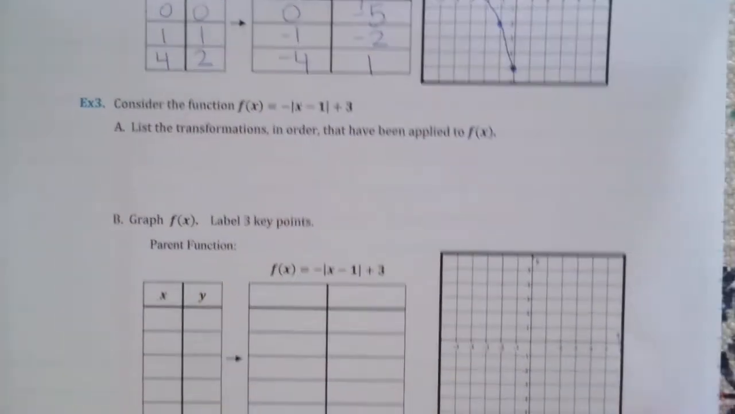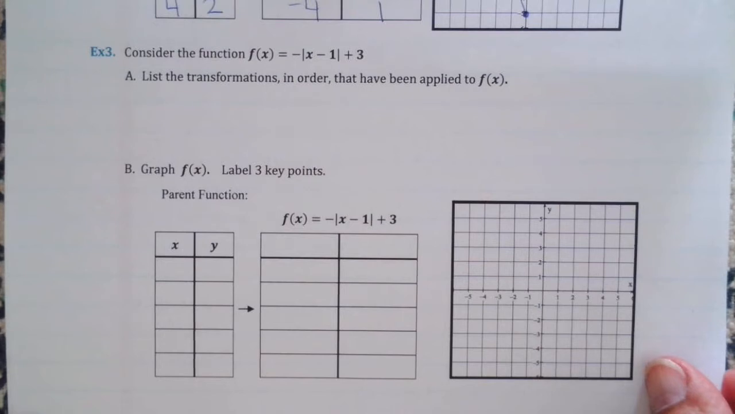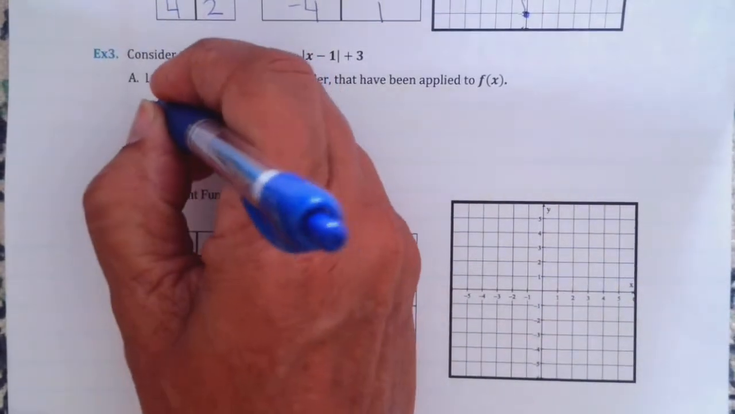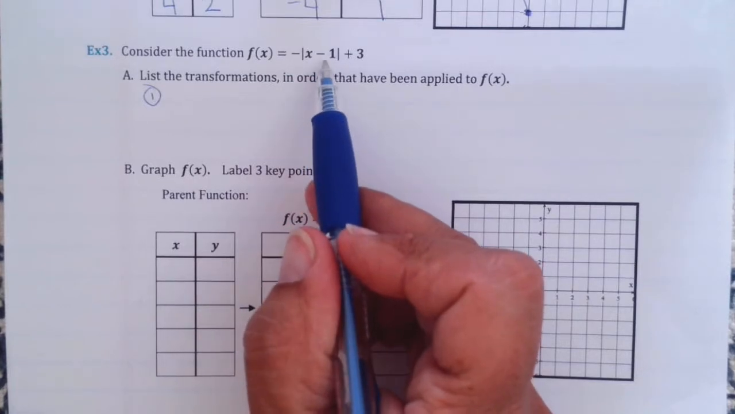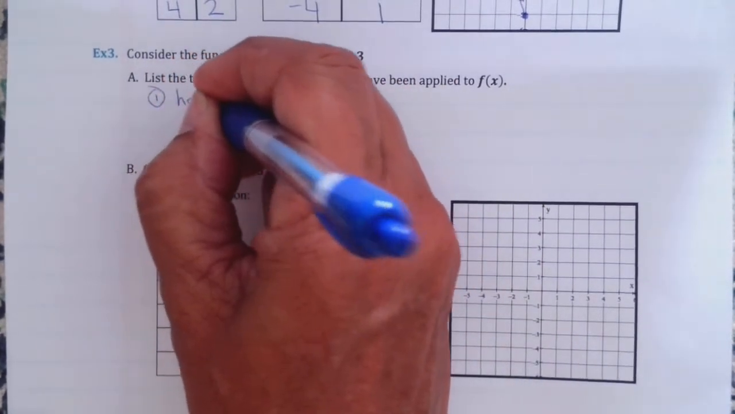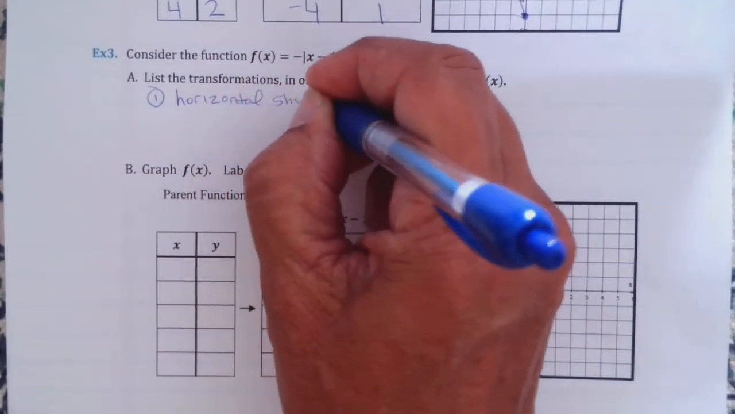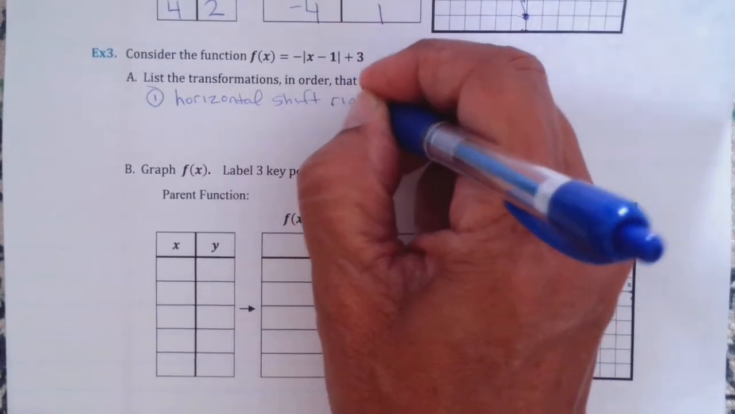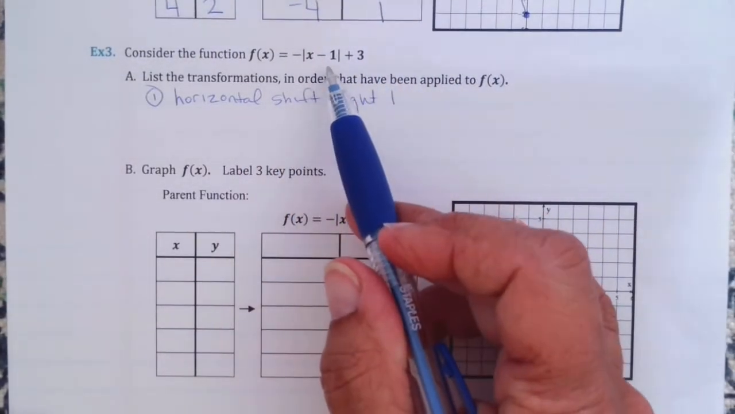All right, let's look at example 3. Now we're going to do an absolute value function. Let's look at the transformations. All right, horizontal shifts first. So here's a horizontal shift. We're going to do the opposite. And we're going to go right 1. We're going to do the opposite of -1. So you'd think you'd go left, but no, you're going to go right 1.